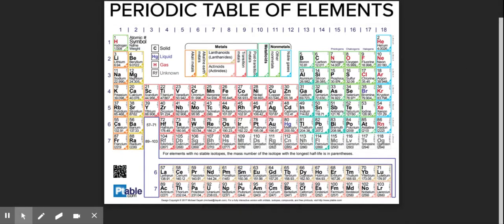Let's practice some more. Atomic number 3. What element is that? Can you tell me the symbol? If you said capital L, lowercase i, you are correct. The name, lithium. Atomic mass, 6.94. I would round this up to 7. We're going to round to the nearest whole number, right?